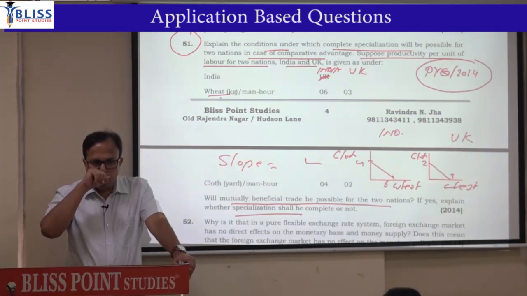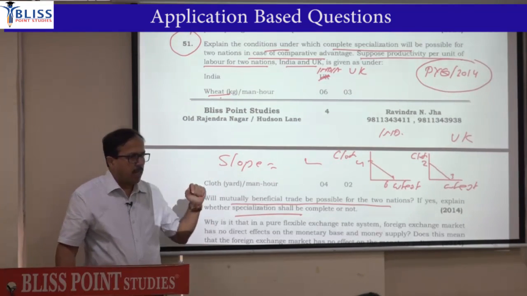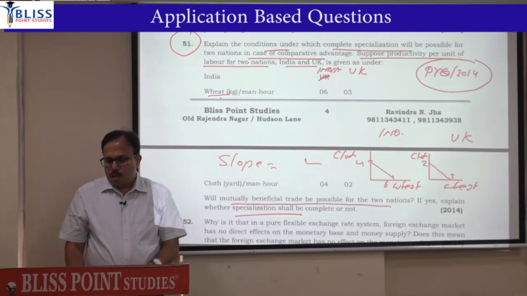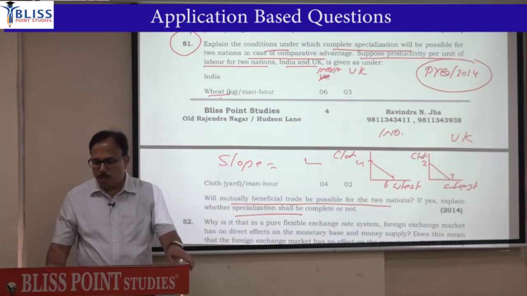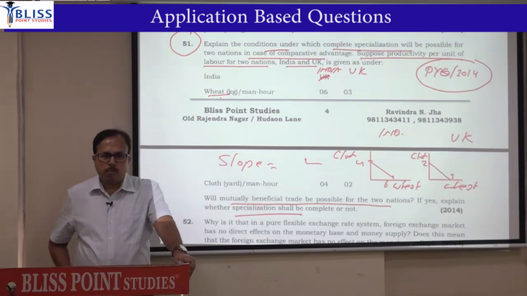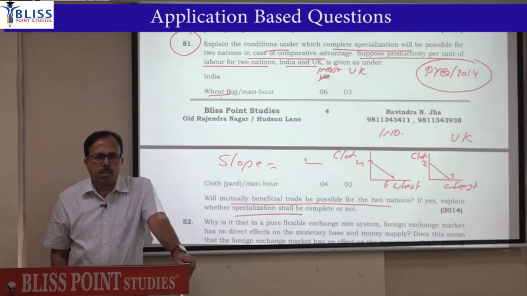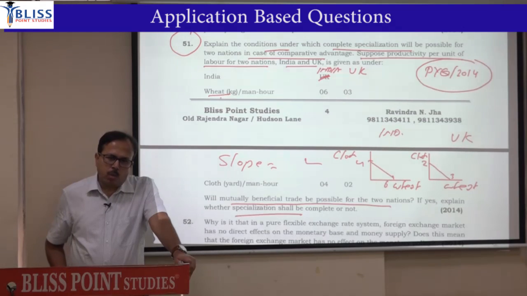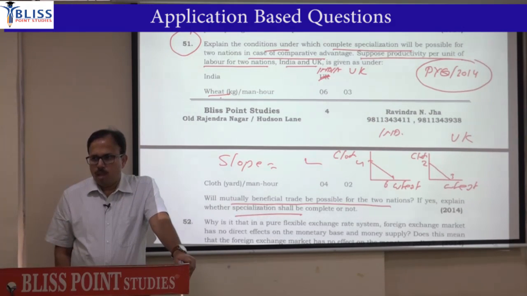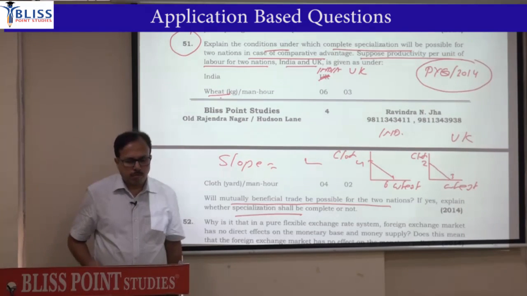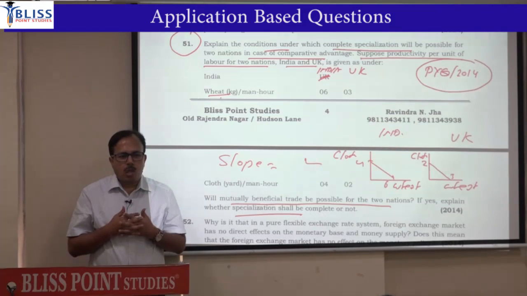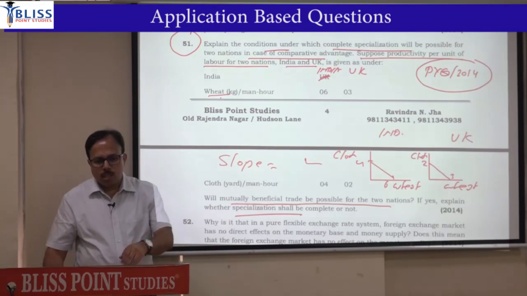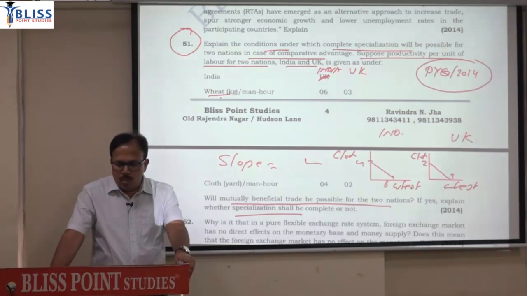Just write one line below that. In this example, opportunity cost of production is same in both countries. So trade is not beneficial. Opportunity cost is same in both countries, so trade is not beneficial.